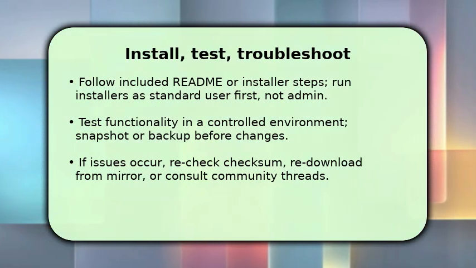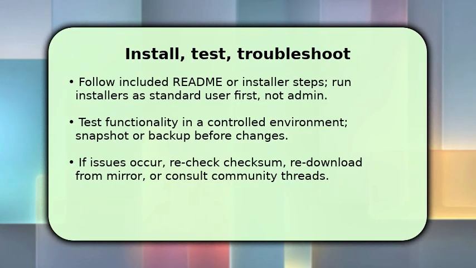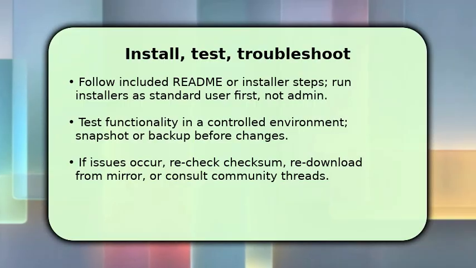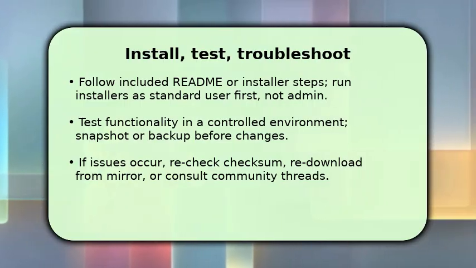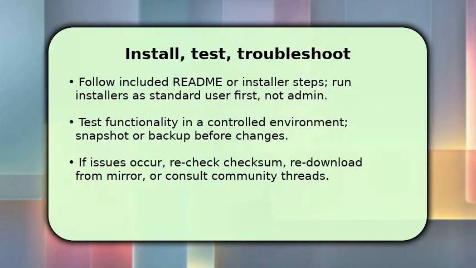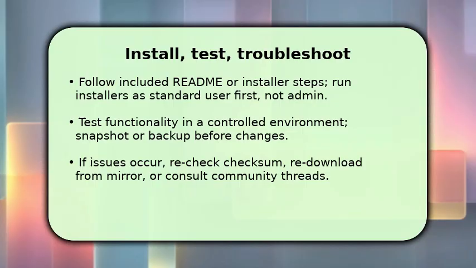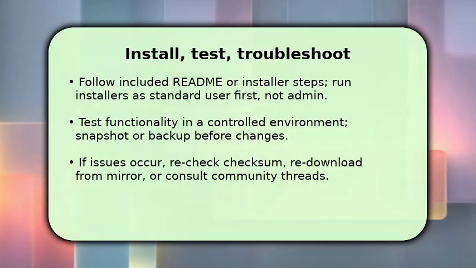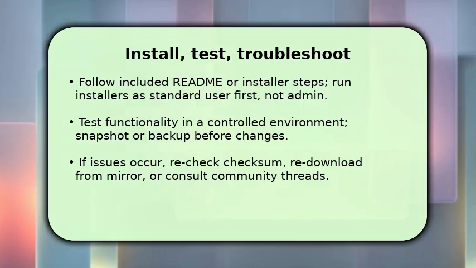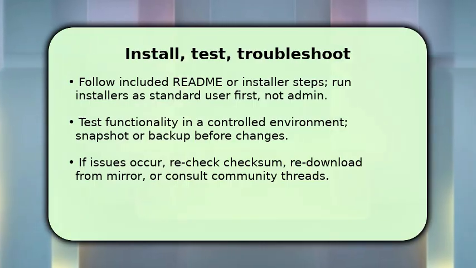Finally, install and test the crash test Chomik carefully. Read the README or installer prompts and run setup as a standard user first to limit risk. Only elevate privileges if explicitly required. Once installed, test behavior in a controlled environment or with a quick backup snapshot so you can roll back. If something fails, recheck the checksum and re-download from a different mirror, clear browser cache, or search community threads for known fixes. That single troubleshooting step often resolves most problems.